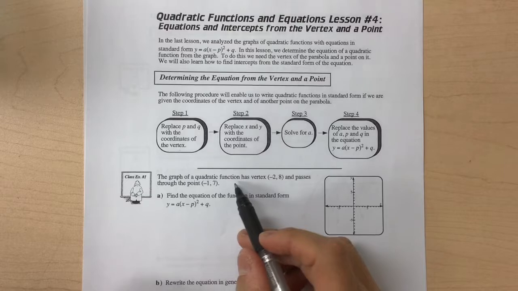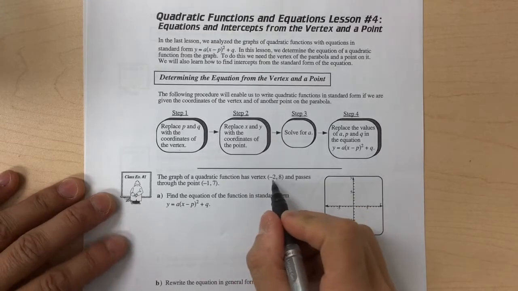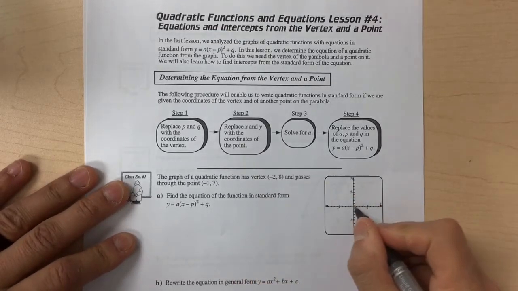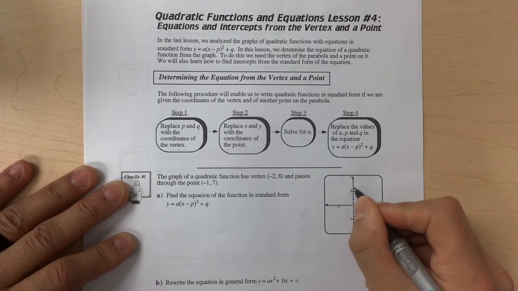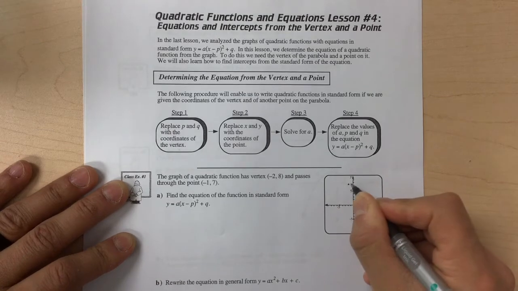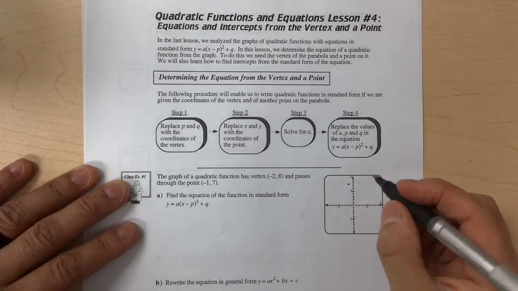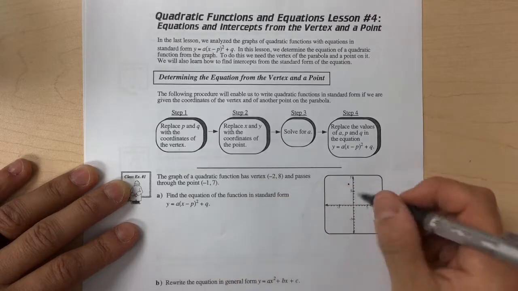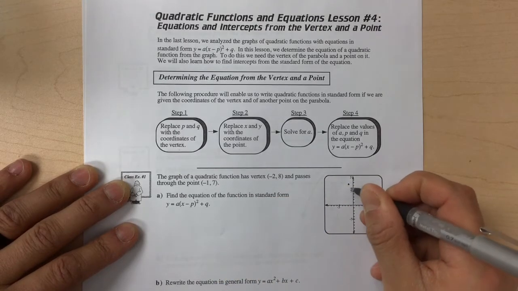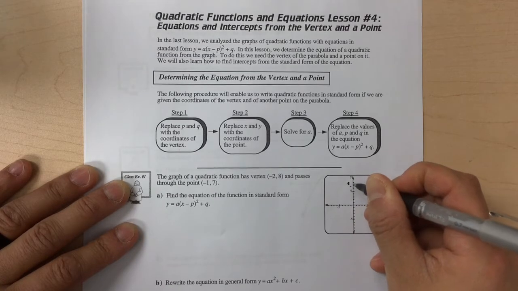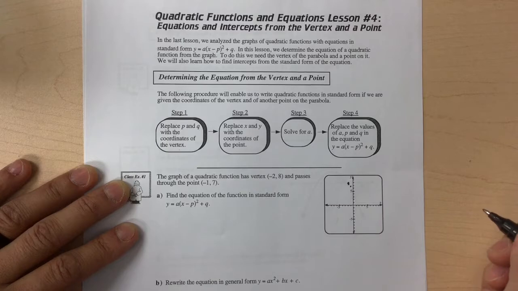So the graph of a quadratic function has a vertex of -2 and 8. So my vertex here is -2 and +8, so 5, 6, 7, 8, somewhere around here. And we know that it passes through the point of -1 and 7. So it passes through the point of -1 and +7. So this should be a little bit higher there. We pass through this point on our graph.